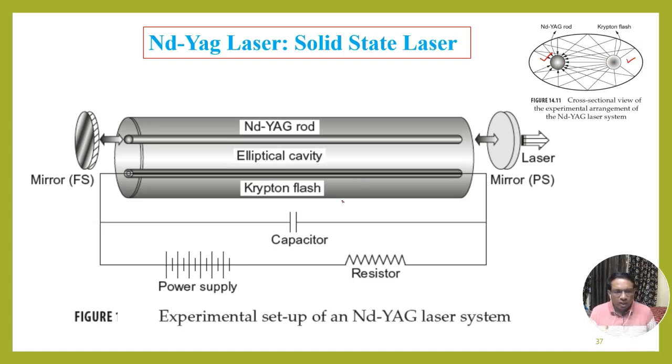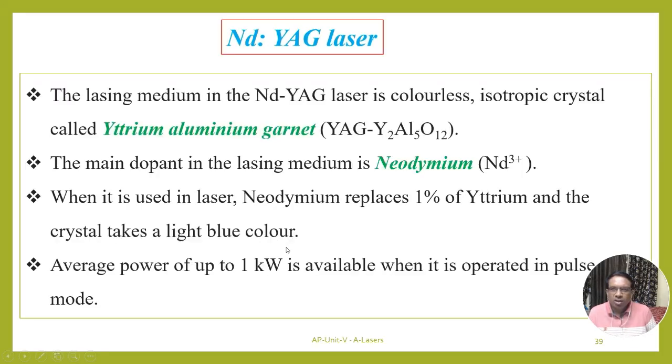So this is just an outline. We will see one by one how it works. Basically, the Nd:YAG laser is a combination of Nd and YAG. YAG stands for Yttrium Aluminium Garnet, Y3Al5O12. This is a colorless isotropic crystal. Once we dope it with neodymium 3 plus, the color slightly changes, converting the rod into a light blue color. The average power it produces is 1 kilowatt. It's a high power laser.